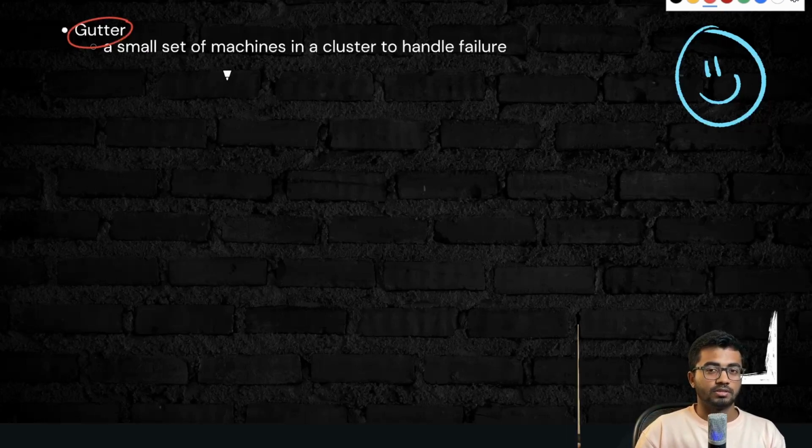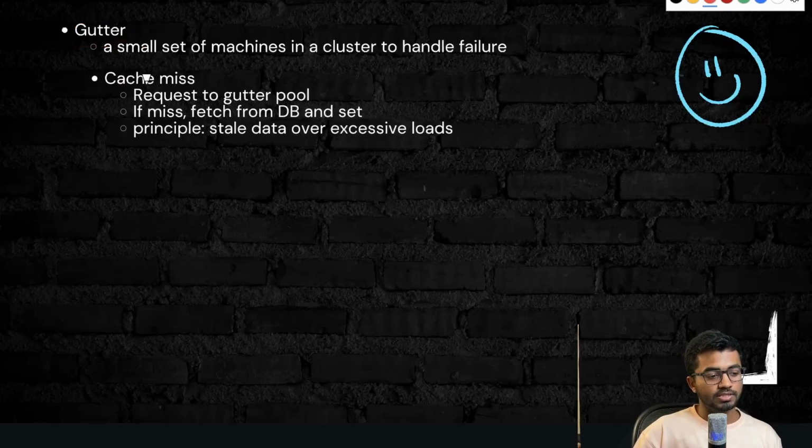So in case certain boxes go down or certain cache boxes go down, this Gutter will be acting as a cache which can take on some additional loads. So how does it work? In case of a cache miss, the request goes to the Gutter pool. If it's a miss, then we fetch it from the database and set it in the Gutter pool.